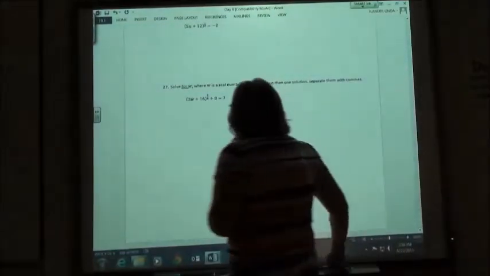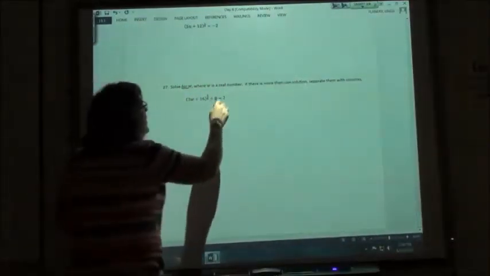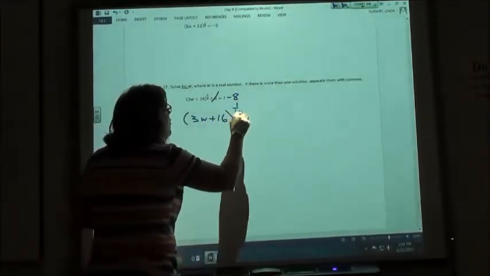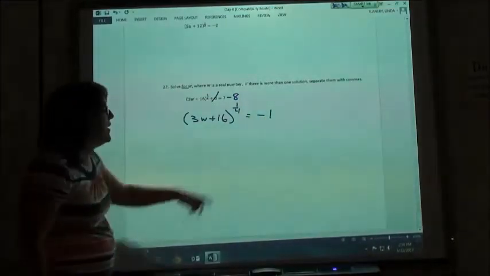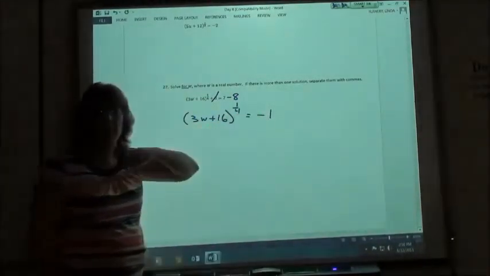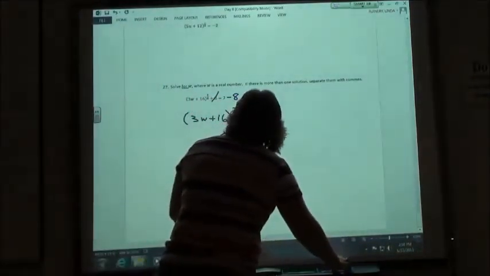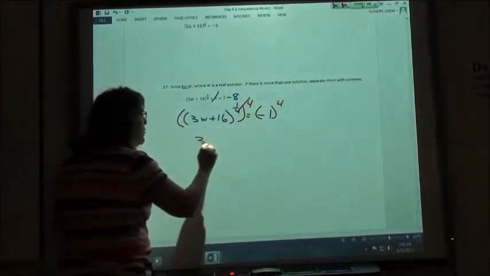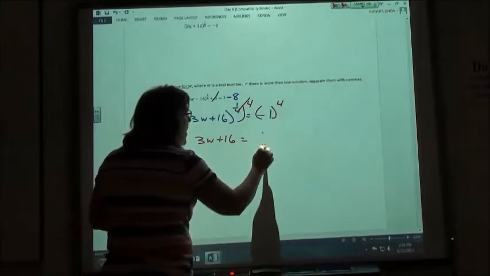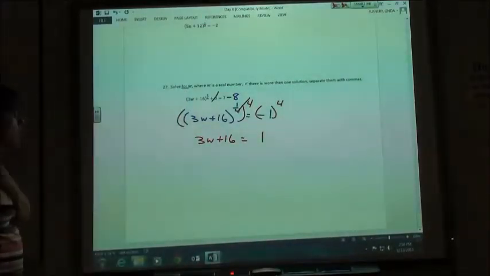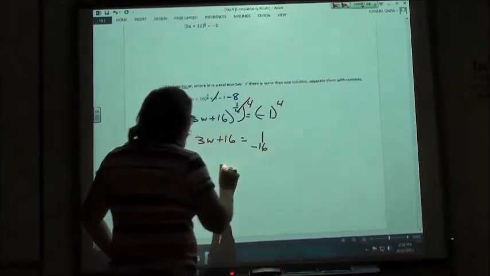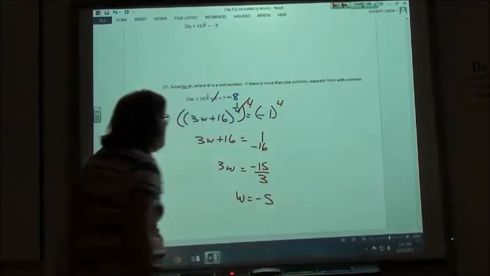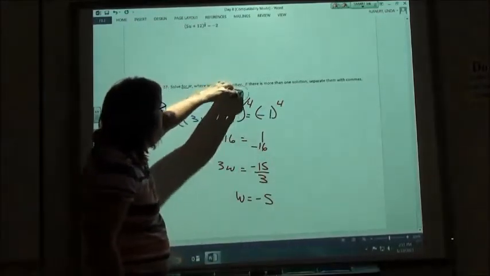If we look at number 27 here, again we have the fourth power, but we've got to get it by itself. And so 3w plus 16 to the 1/4 equals negative 1. Well, again, hopefully you know that the fourth root can't equal a negative, but if we go through the process of solving, I would raise this to the fourth power. That cancels that. 3w plus 16 equals a positive 1, because a negative 1 to the fourth is 1. I would subtract my 16, so 3w equals negative 15 and divide by 3. W equals negative 5.